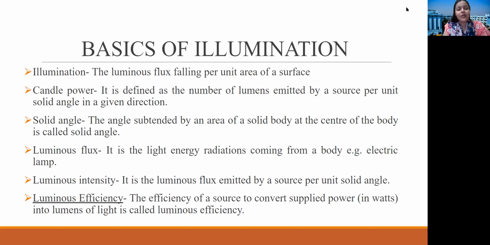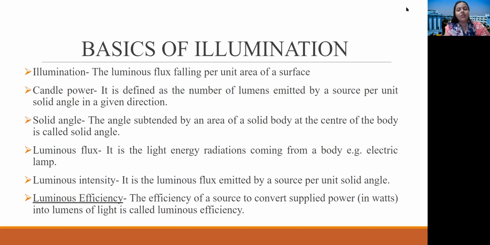Again, a new term, luminous flux. What is luminous flux? We will study it here. Next, candle power. Let me tell you one thing: you have to remember all these definitions for your exam purpose. This may come for 2.5 marks or 3 marks with half mark for each definition, or 4 marks with half mark for each definition. Candle power: what is candle power? It is defined as the number of lumens emitted by a source per unit solid angle in a given direction.